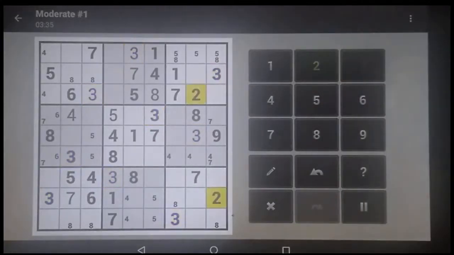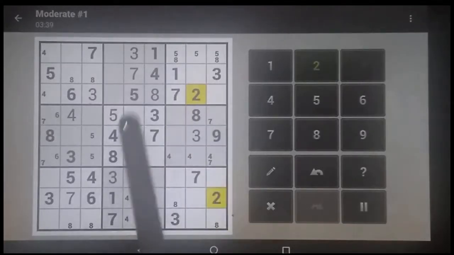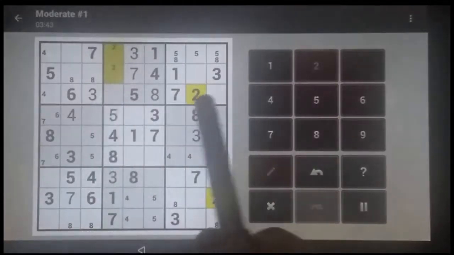To the 2s, we now know this 2 has to be in this column because these 2 are already knocked out. We know it has to be in this column and not in the bottom row because of that.